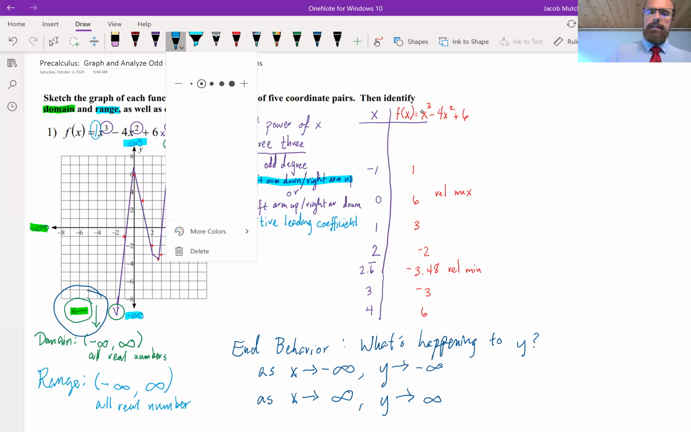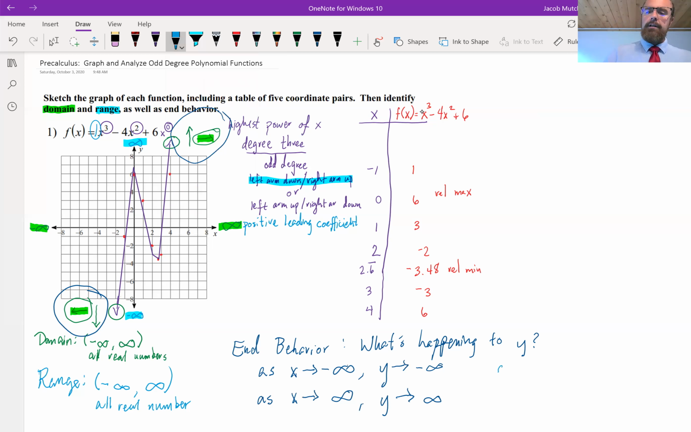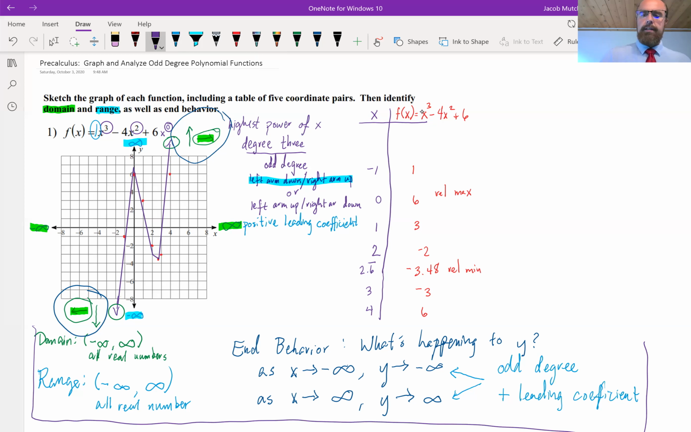So one thing we can see is that because we have an odd degree function with positive leading coefficient, we can check our prediction that we made at first with this end behavior analysis. The left arm is down, so y approaches negative infinity, and the right arm is up, y approaches positive infinity. So we can check our end behavior against our initial prediction. They should align with each other. They should match.